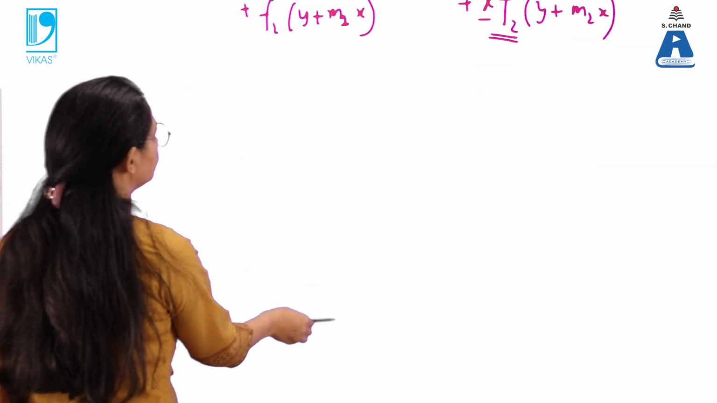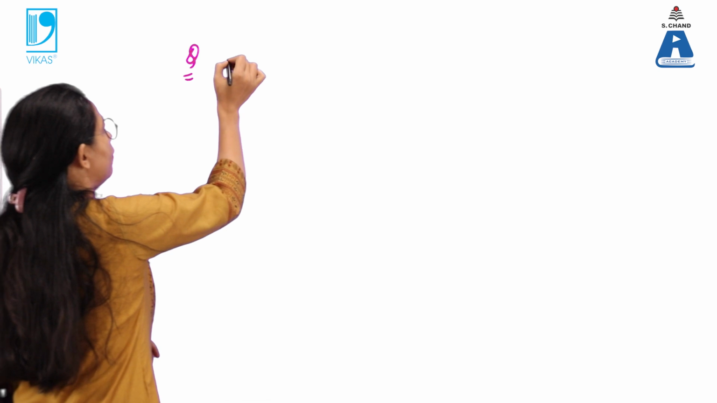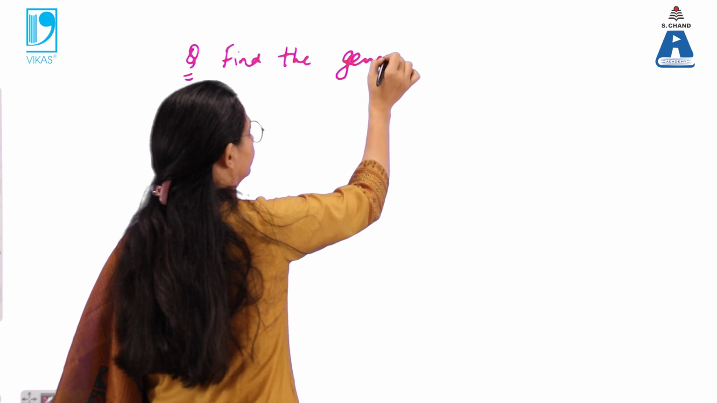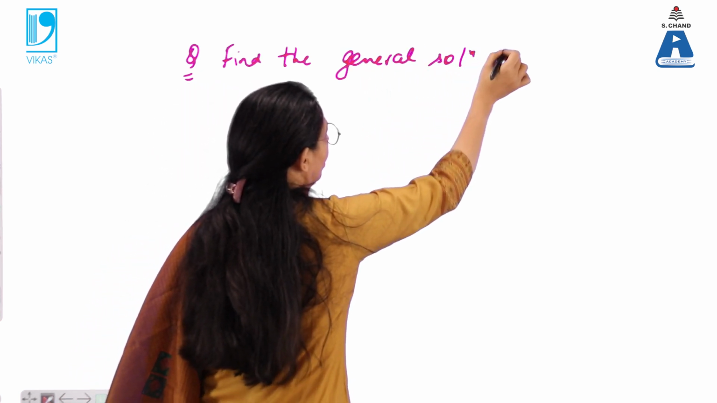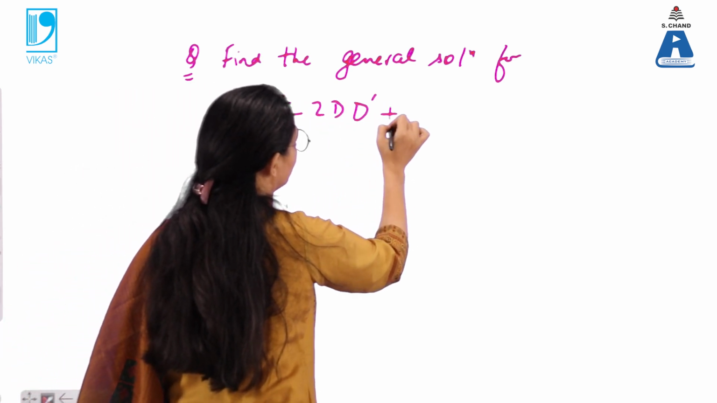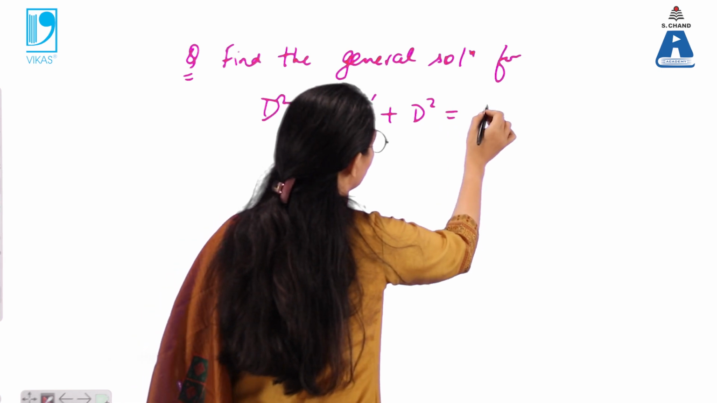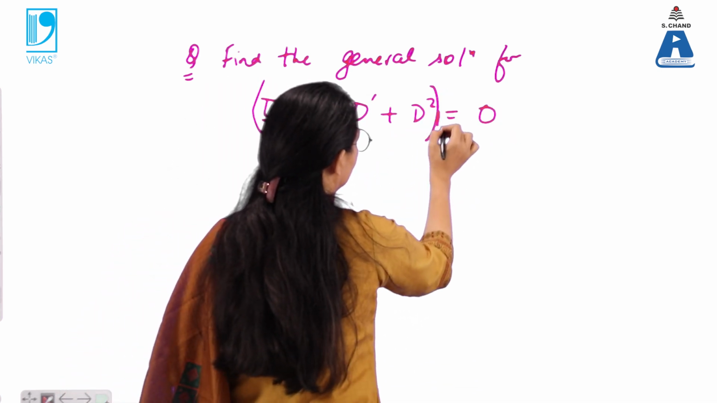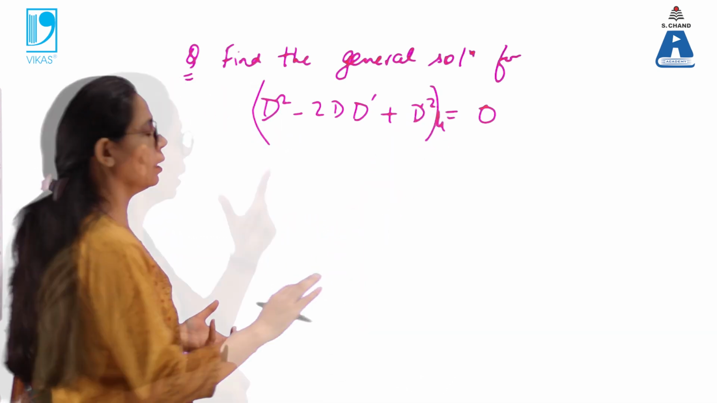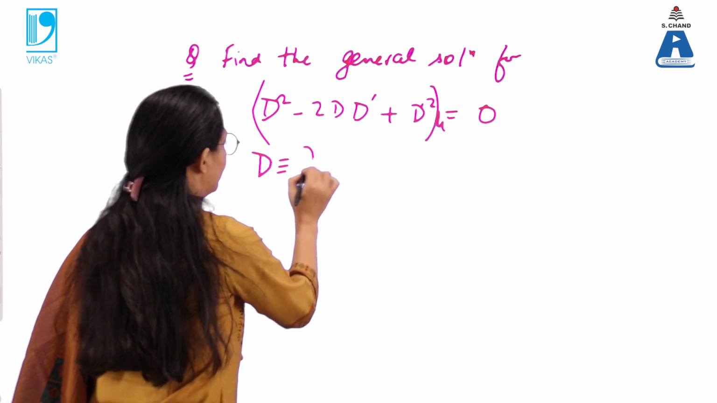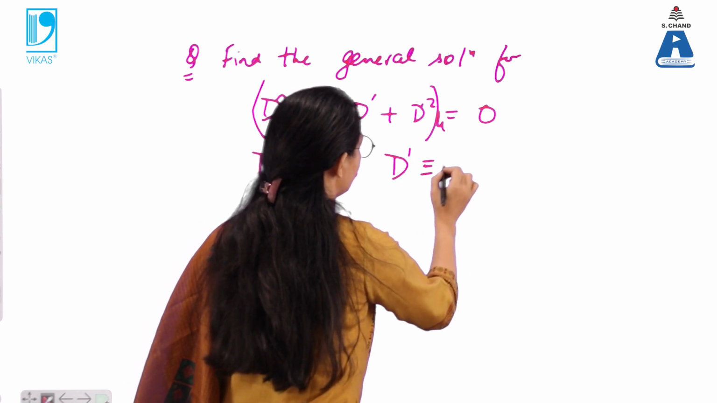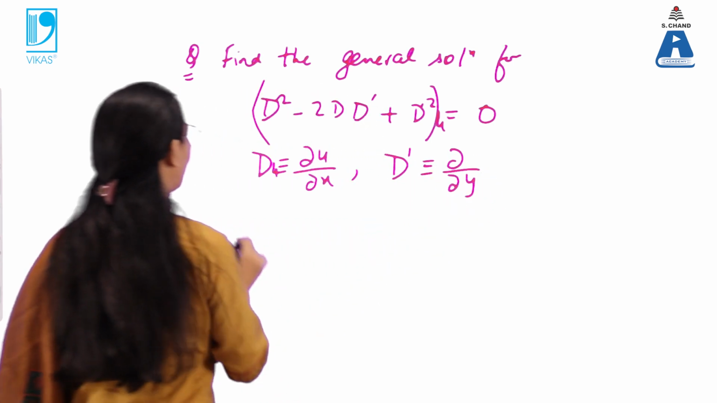Let us say, find the general solution for D square minus 2D D dash plus D dash square equals 0, and here the unknown function is u. So, this is D dash. Since we have already clarified that D stands for del u by del x, and D dash is being used for del by del y.